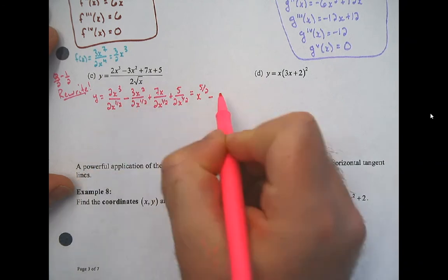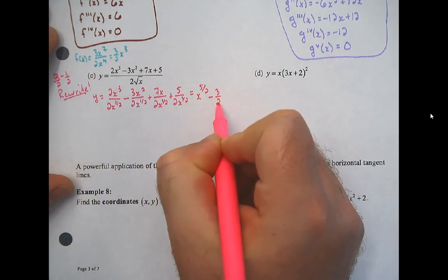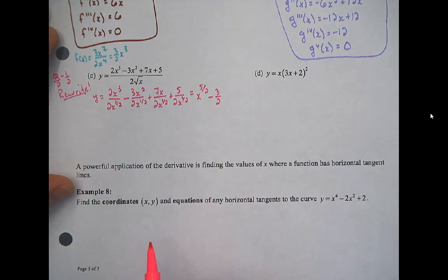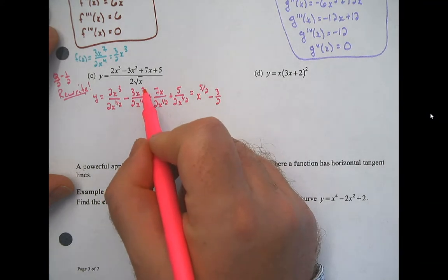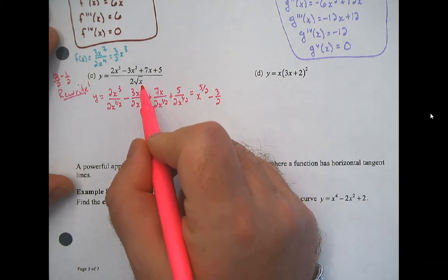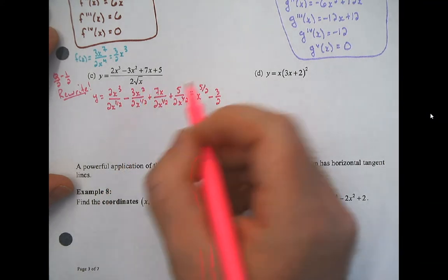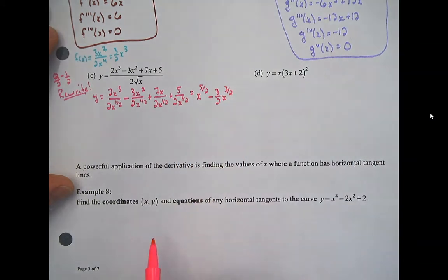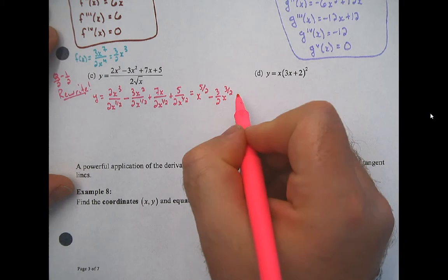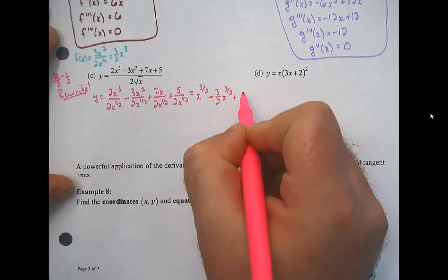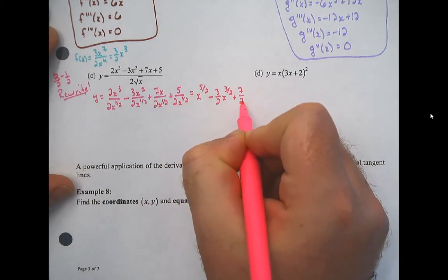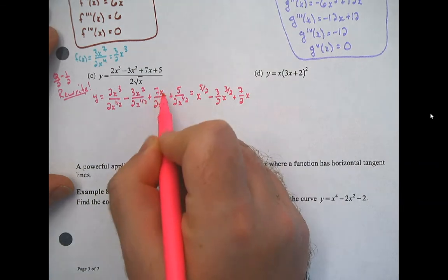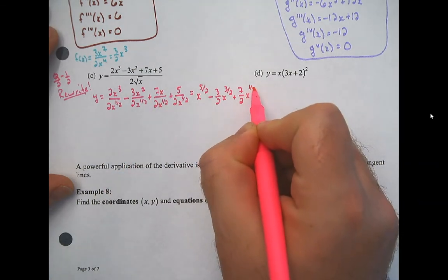Minus. My coefficients don't reduce this time. So that's 3 over 2, x to the 2nd, take away 1/2. So I would think about this as 4/2 take away 1 is 3/2. X to the 3/2. Plus, my coefficients don't reduce, so that's 7 over 2, x to the 1 take away 1/2 is 1/2.